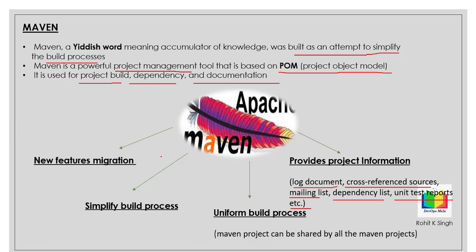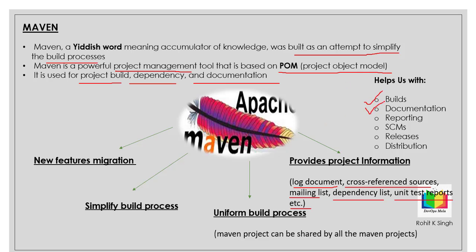New feature migration, as I said, if there's a new feature or a new version of Maven has been introduced, and you want to migrate to that new version, you can very easily do it without much effort. Maven can help us with multiple other things such as build, documentation, reporting, source code management, releases, distributions. This is what overall Maven will help us achieve.